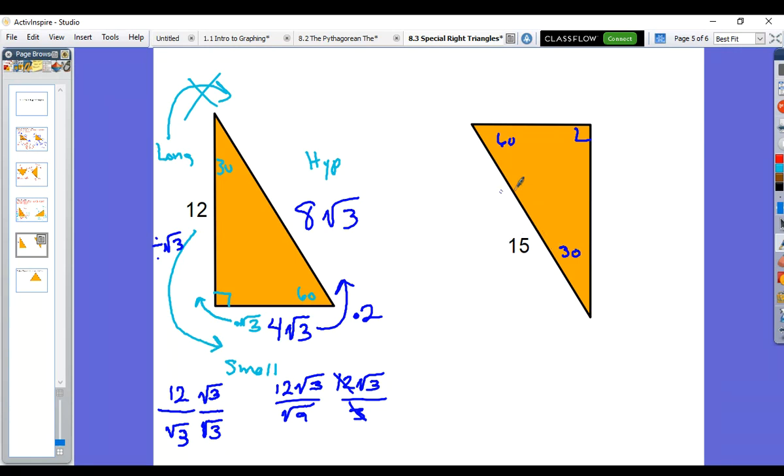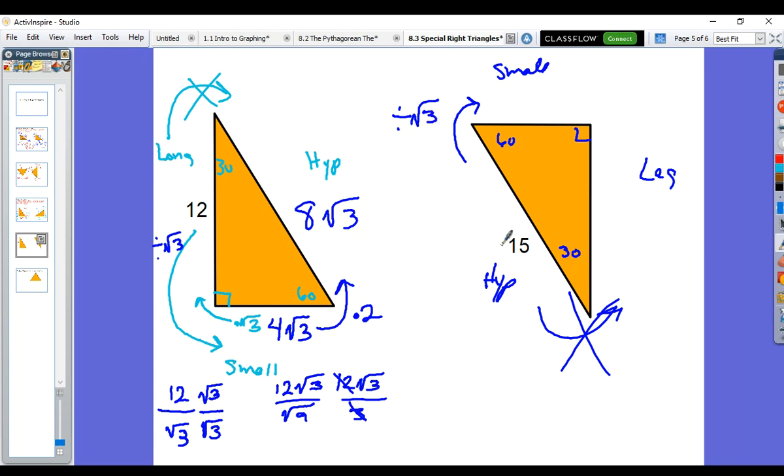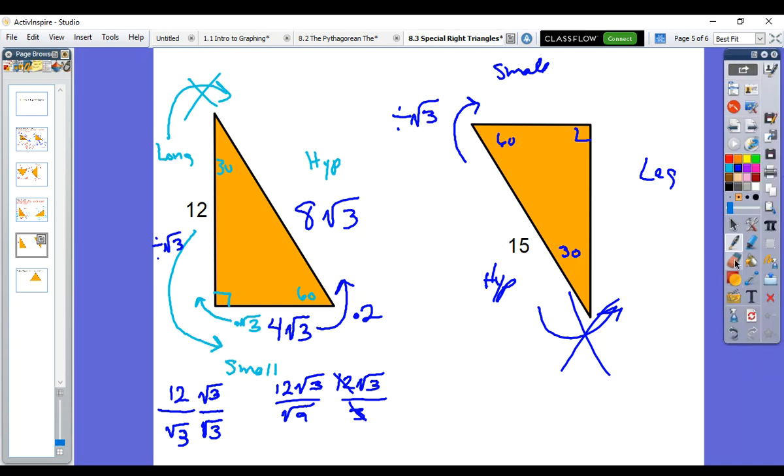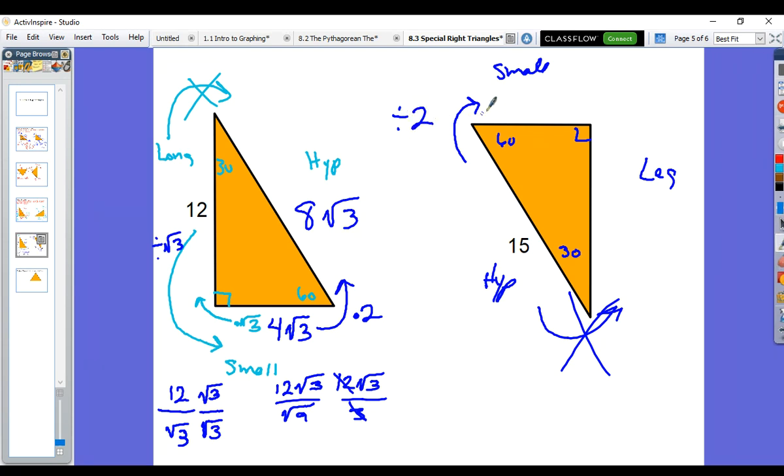So this time we have the hypotenuse. So that means we want the small leg, which we need to find first before we can find the long leg. You cannot go from here to here. You cannot do that. So we're going from hypotenuse to small leg. So we're going to divide by radical 3. So not radical 3, sorry. Told you guys wrong. We're going to divide by 2, because again, to go from small leg to hypotenuse, you multiply by 2. So to go backwards, you divide by 2. So 15 divided by 2 is 7.5, or just 15 over 2.